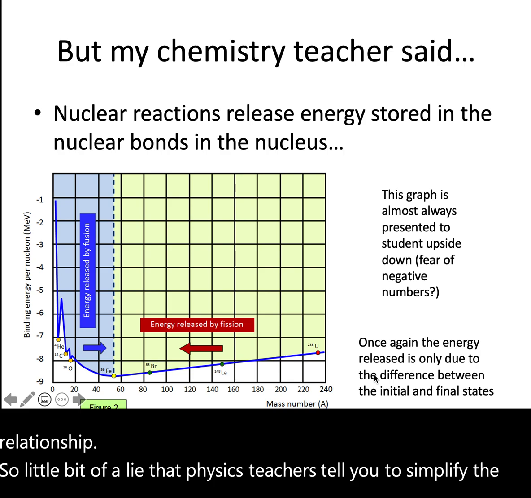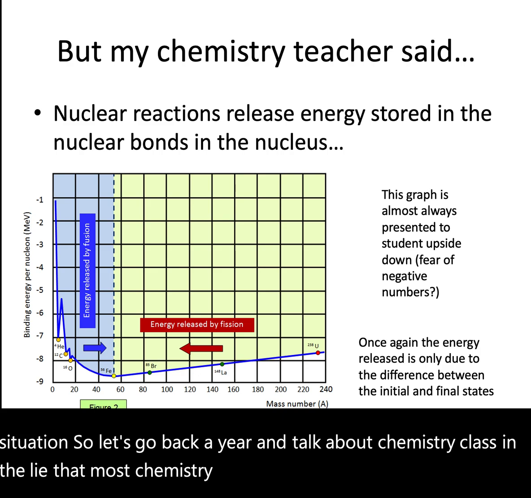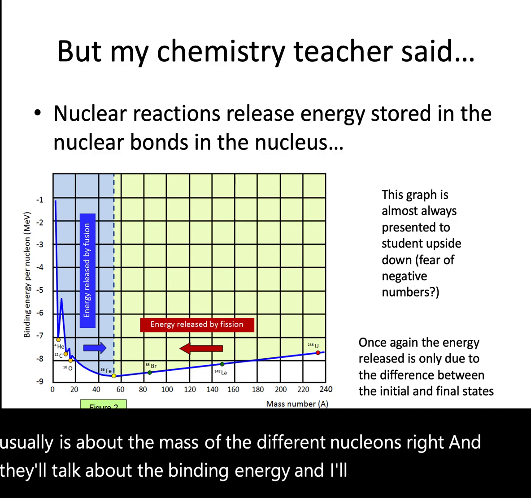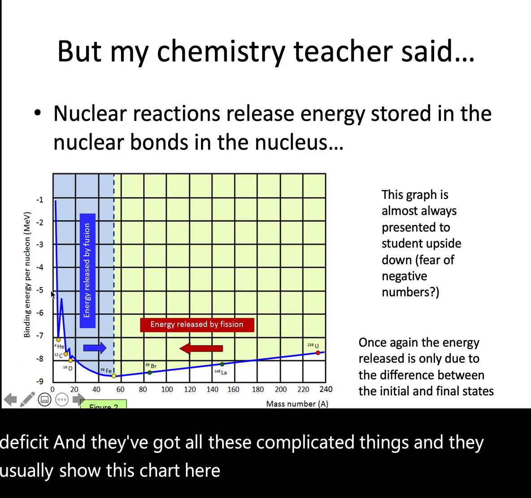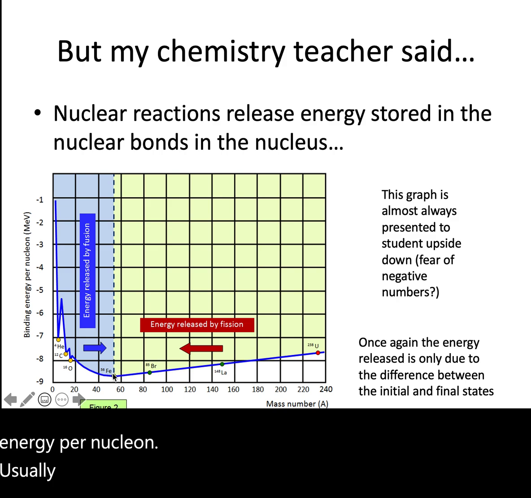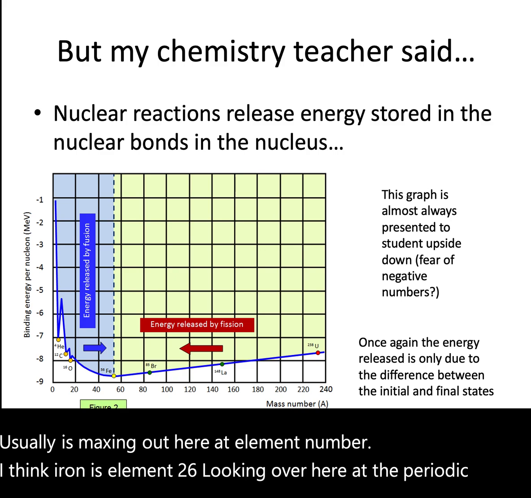So let's go back a year and talk about chemistry class and the lie that most chemistry teachers will tell you. And this one usually is about the mass of the different nucleons, right? And they'll talk about the binding energy, and they'll talk about a mass deficit, and they've got all these complicated things, and they'll usually show this chart here with positive numbers. And so the energy per nucleon usually is maxing out here at element number, I think iron is element number 26. Looking over here at the periodic table. Yeah, I got that right.